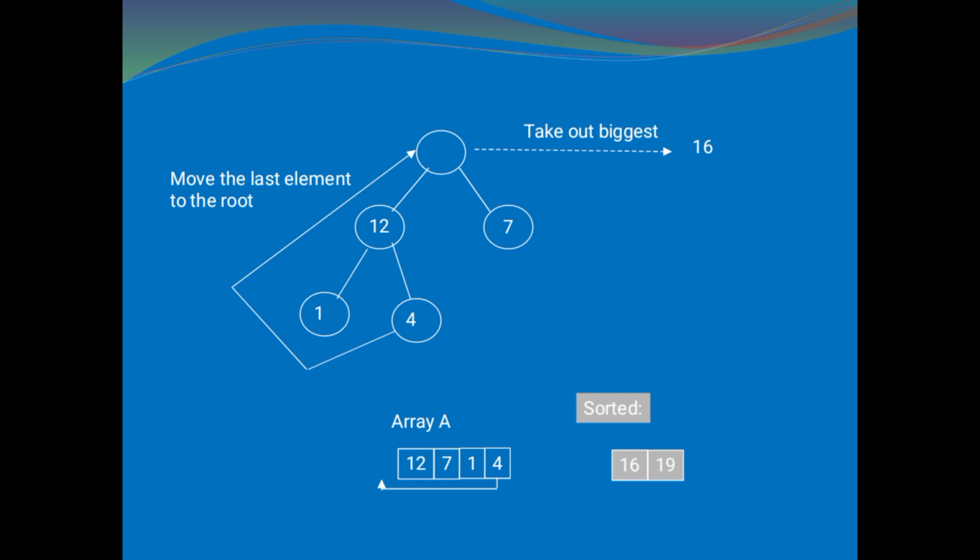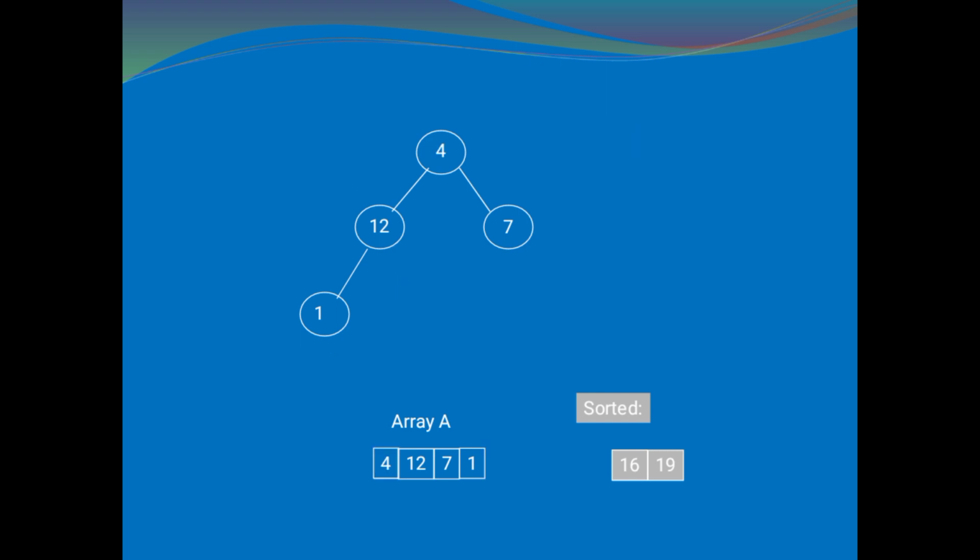After that, delete the last position element. What is the deleted element? 16. Where should I place it? I should place it in the stack. Okay. After performing this step, my tree looks like this with elements 4, 12, 7 and 1.